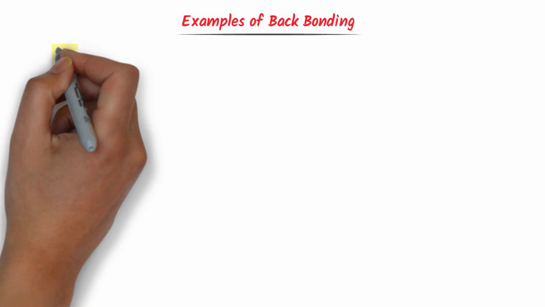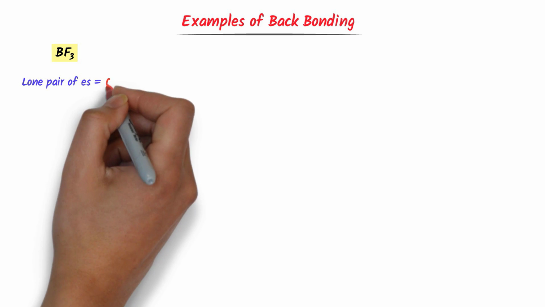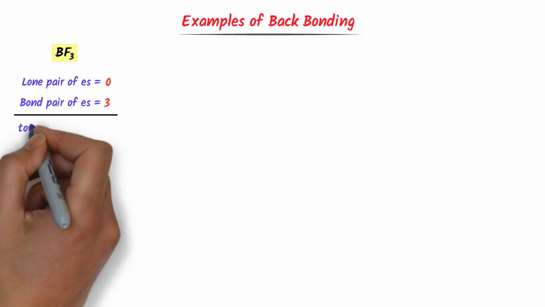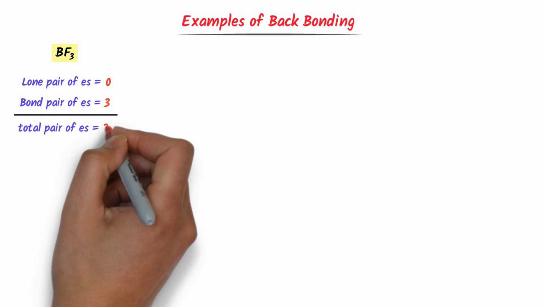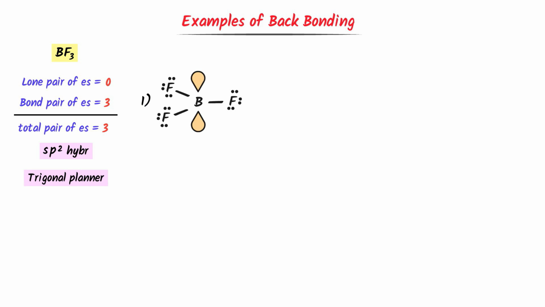For example, consider BF3. We know that in BF3, the lone pair of electrons is 0, the bond pair of electrons is 3. The total electron pairs is equal to 3. We know that when there are 3 electron pairs, the molecule is sp2 hybridized and its geometry is trigonal planar. Now I draw its Lewis structure. This is the Lewis structure of BF3.